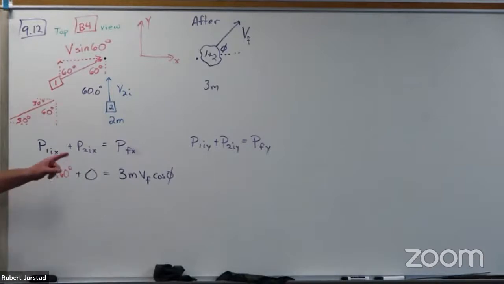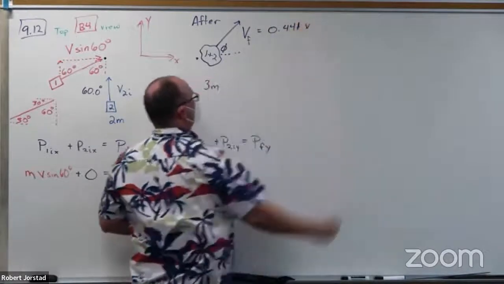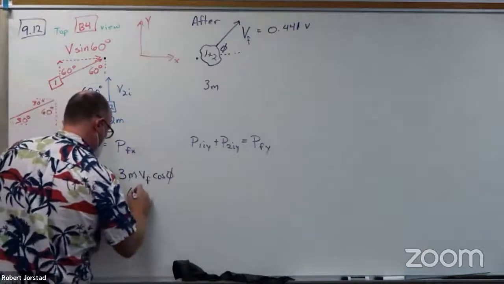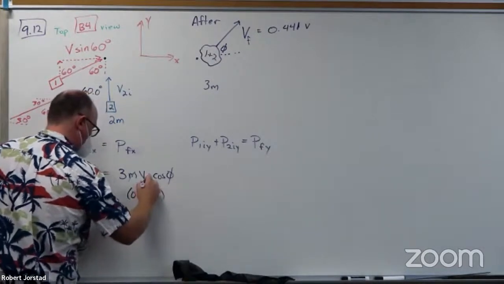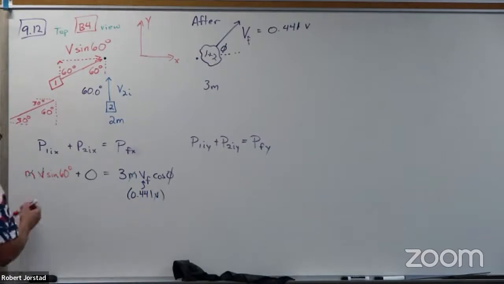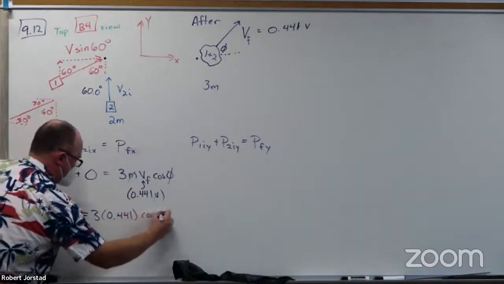In this case, do we know what V final is? Did the problem tell us what V final was? It's just 0.441 of V. Well, hey, look at this. Is it possible to figure out the angle? Yeah, let's do it. What drops out in this equation? M. And then when I plug in the V, you agree the V is also going to drop out? And I get sine 60 degrees equals 3 times 0.441 times cosine of some other angle phi.